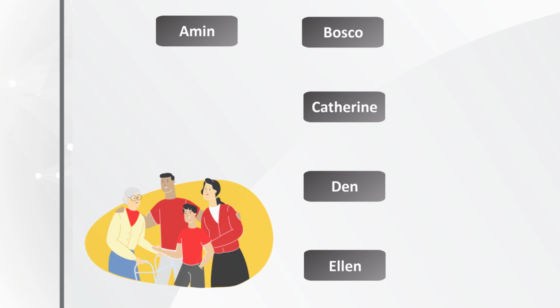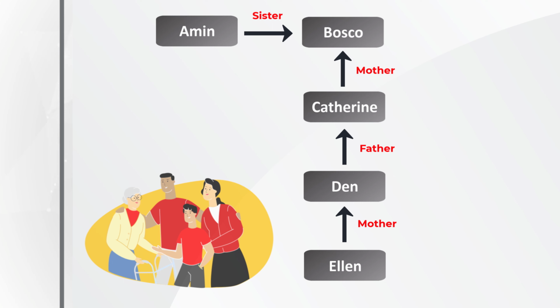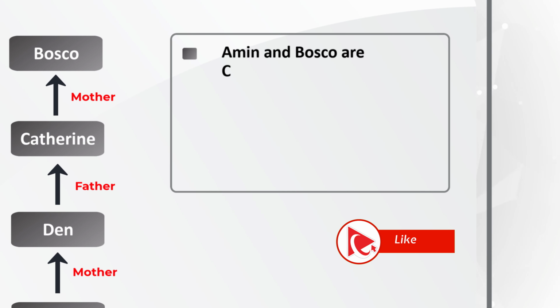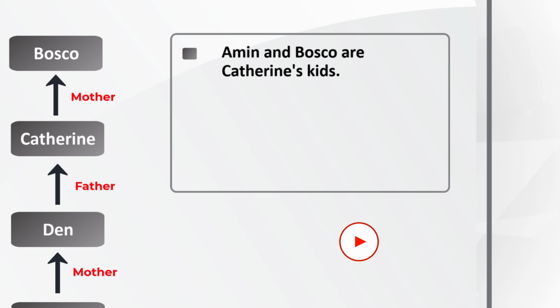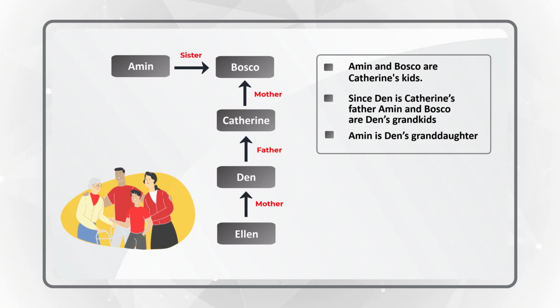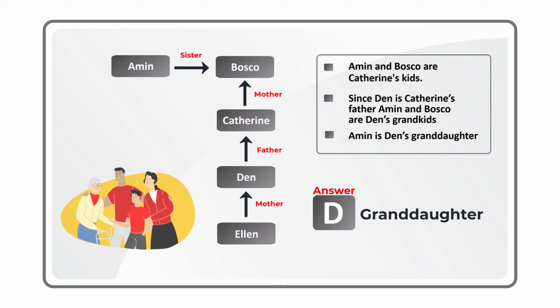Let's do it one step at a time. Amin is Bhaska's sister. Catherine is Bhaska's mother. Dan is Catherine's father. And Alan is Dan's mother. Now let's look at the conclusions we can draw from this diagram. Amin and Bhaska are Catherine's children. Since Dan is Catherine's father, Amin and Bhaska are Dan's grandkids, which means that Amin is Dan's granddaughter. So the correct choice here is choice D, granddaughter.